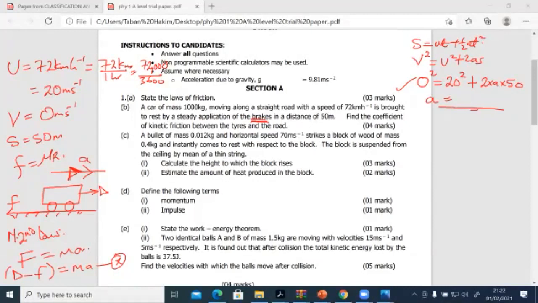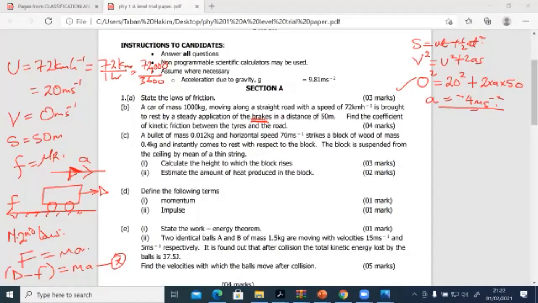Christian, Martina, Rodney, you're all welcome. -4 meters per second squared. So our acceleration is equal to -4 meters per second squared. That is very good. That is correct.